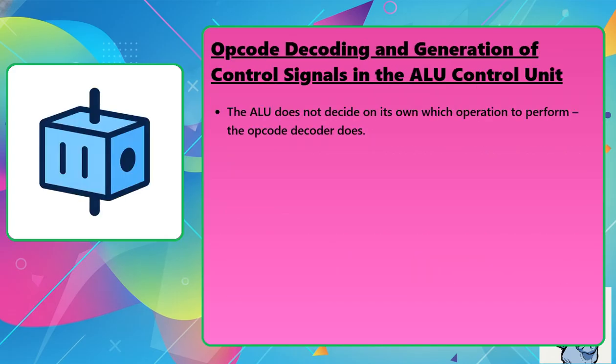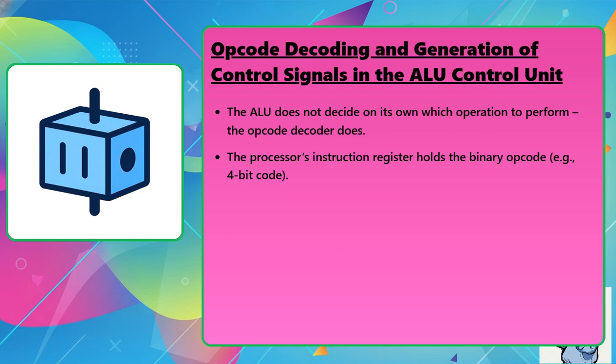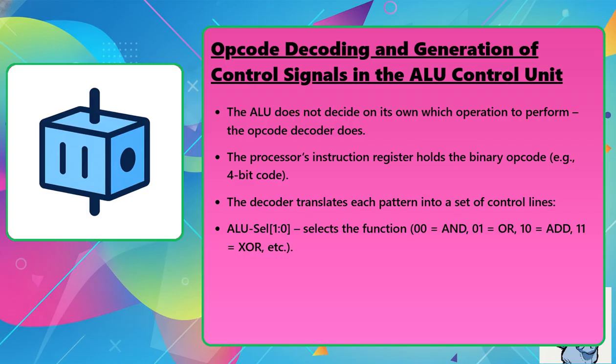The ALU does not decide on its own which operation to perform - the opcode decoder does. The processor's instruction register holds the binary opcode, e.g. a 4-bit code. The decoder translates each pattern into a set of control lines: ALU select (1:0) selects the function: 0 0 equals AND, 0 1 equals OR, 1 0 equals ADD, 1 1 equals XOR, etc.